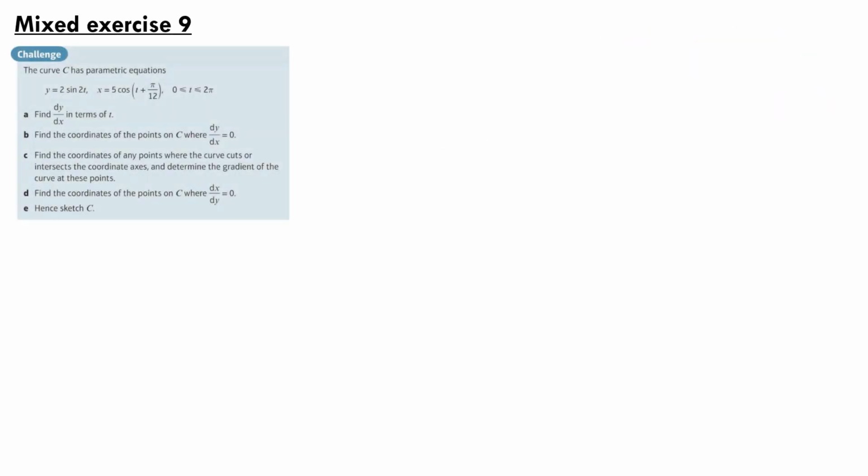Okay, and finally, from mixed exercise 9, the curve C has parametric equations y equals 2 sine 2t and x equals 5 cos of t plus pi over 12. And for part A, we're asked to find dy by dx in terms of t. So, to find dy by dx parametrically, we can find dy by dt and then multiply that by dt by dx, as these dt's sort of cancel out.